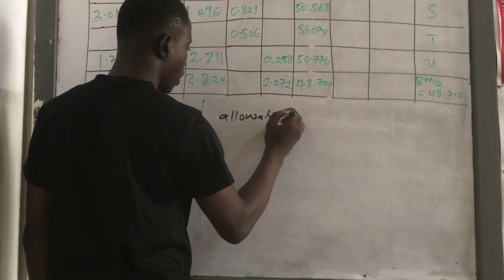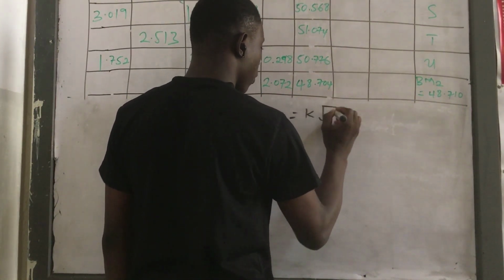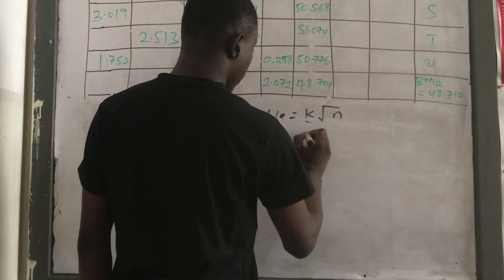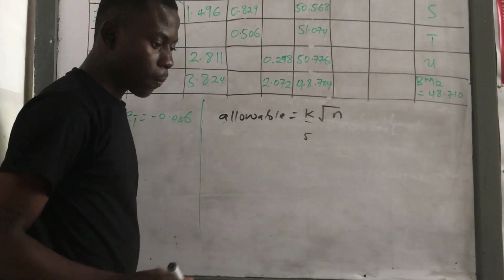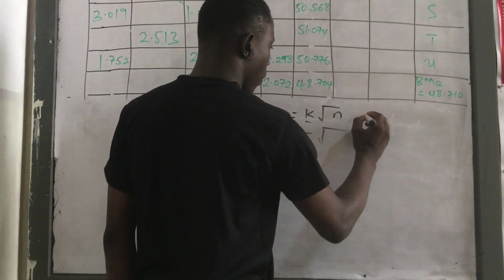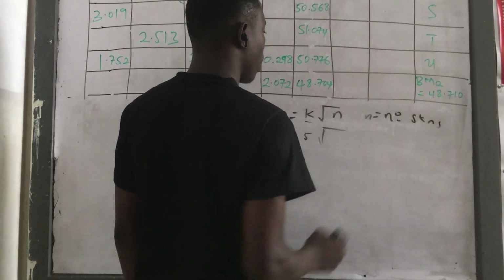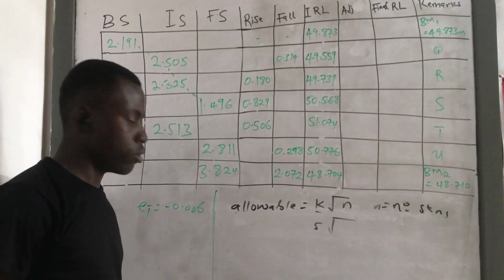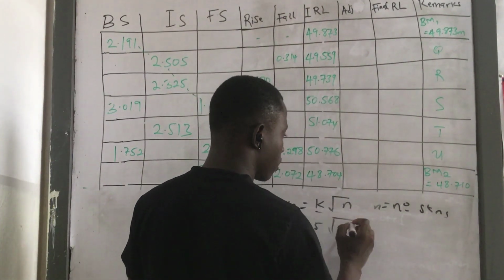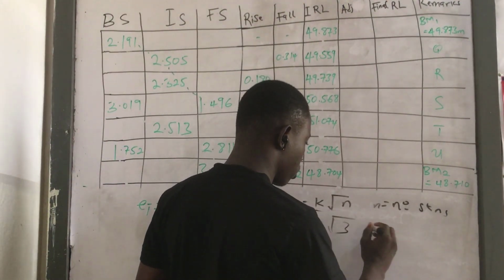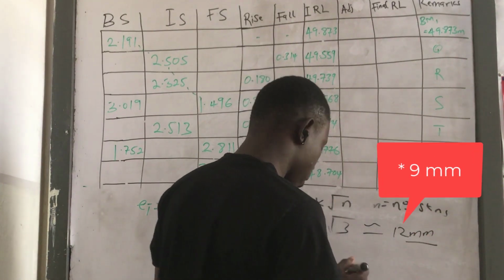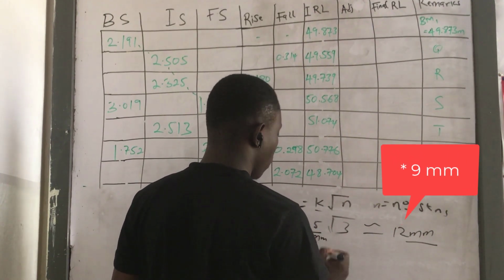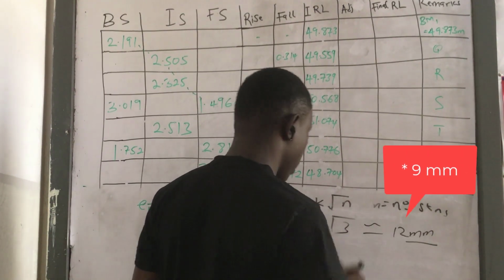So I'm going to do something like this. It has a formula, k square root of n. Now this k is a constant. In general surveys, we use a k of either 5 or 3. So let's use 5, and then the root n. n is the number of stations. And how do you determine the number of stations? Simply count the number of back sights you have or the number of fore sights you have. They should give you the same values. So 5 root n is 5 root 3, which is about 12 millimeters. It's in millimeters because the constant is in millimeters. And n is the number of stations.